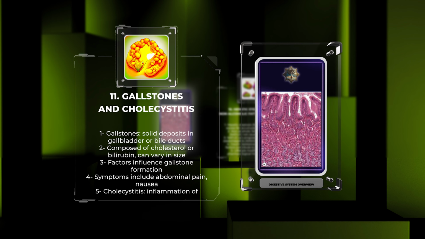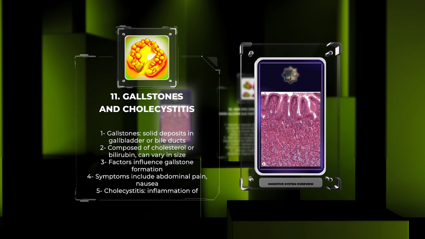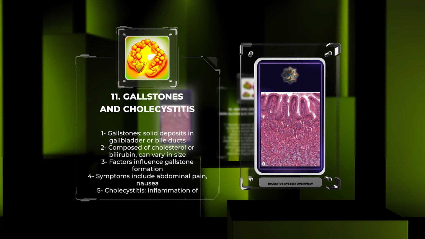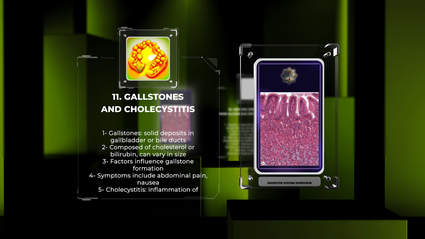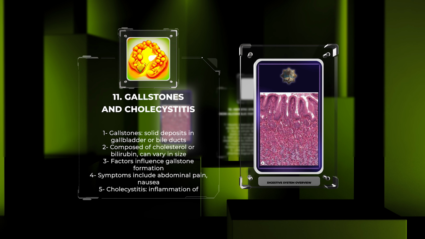Gallstones are solid deposits that form in the gallbladder or bile ducts. They can be composed of cholesterol or bilirubin and can range in size. Gallstone formation can be influenced by various factors and can cause symptoms, such as abdominal pain and nausea. Inflammation of the gallbladder, known as cholecystitis, can result from gallstone impaction and can require surgical removal of the gallbladder.